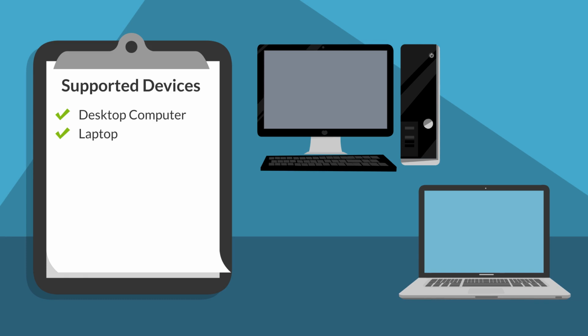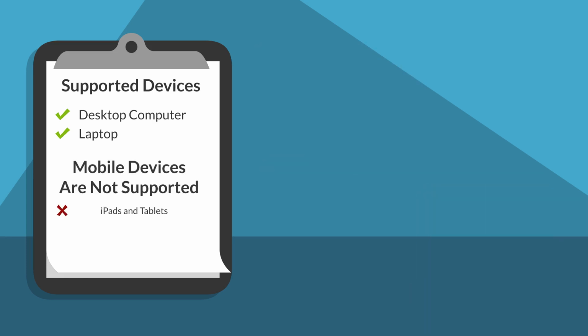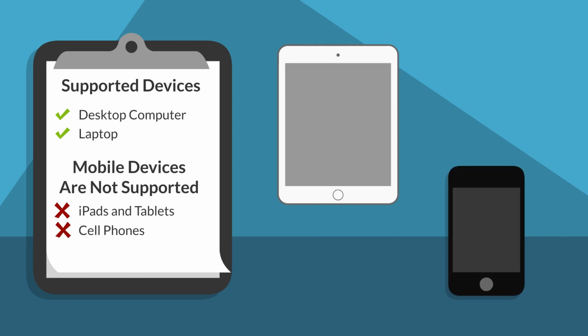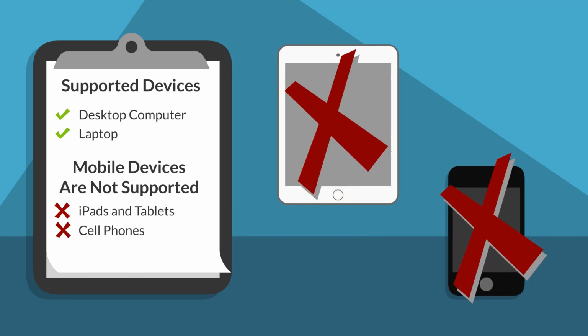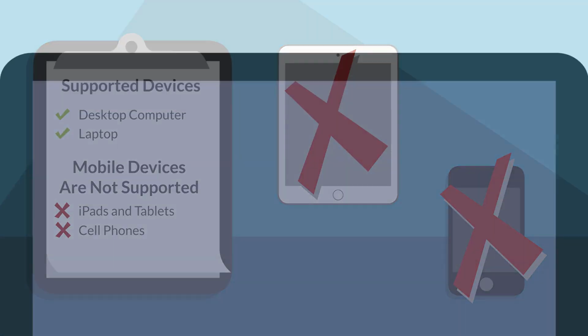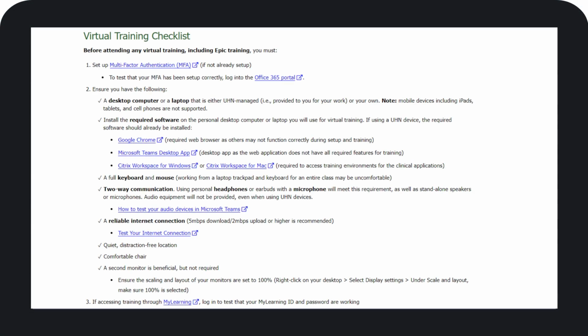Number 2. You will need a desktop computer or laptop that is either provided to you by UHN or your own personal device. Note, mobile devices, including iPads, tablets, and cell phones, do not meet the technical requirements for virtual training. Next, install the required software on the personal computer or laptop you will be using for virtual training. If using a UHN device, required software should already be installed.